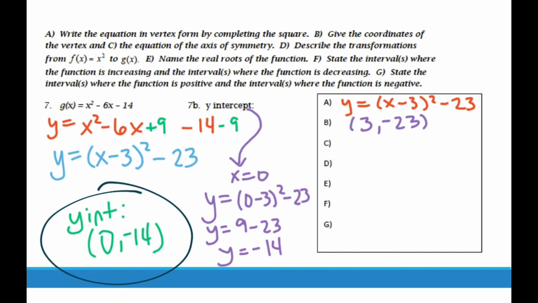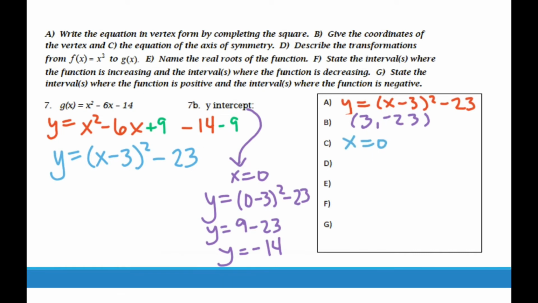And then part B, it says give the coordinates of the vertex. So 3 comes from there and -23 from there. So pay attention to the signs, and if they're going to be positive or negative, remember if it's inside the parentheses, you're going to go opposite sign. Okay, part C, the equation of the axis of symmetry. Again, that's based on that number right there. So it's going to be x is equal to 3, and that's our axis of symmetry.